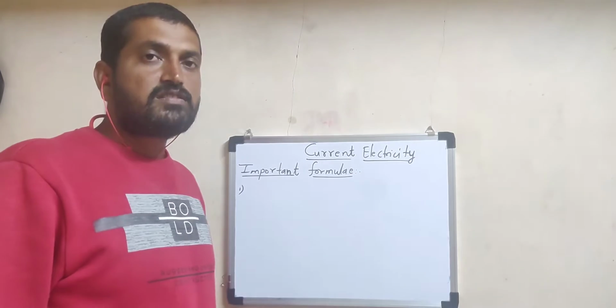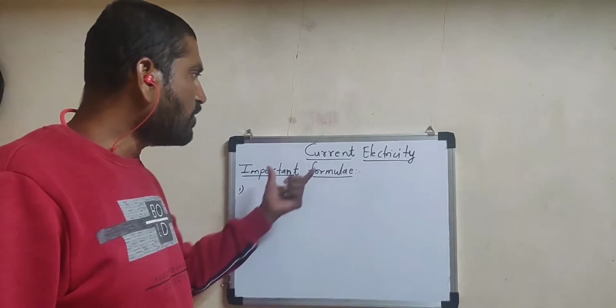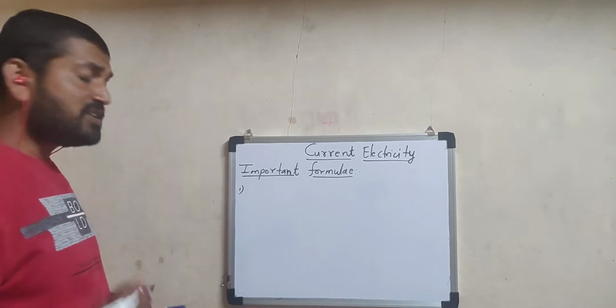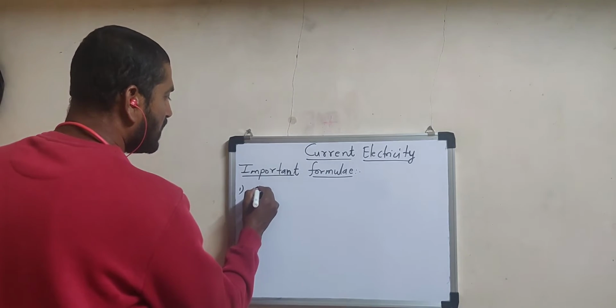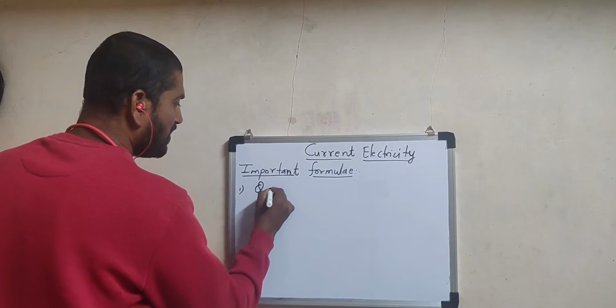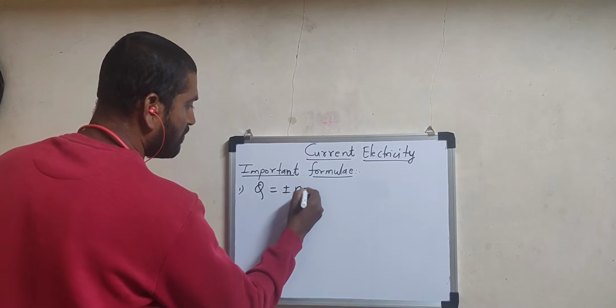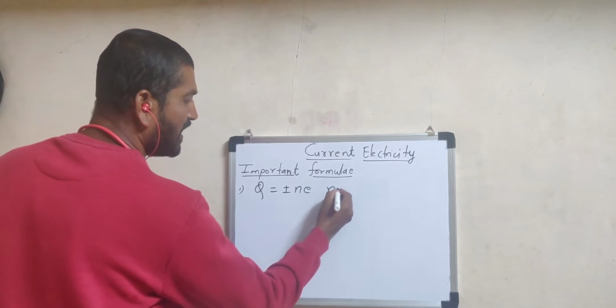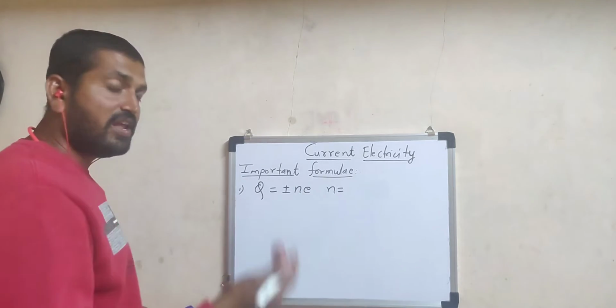Let us consider some of the important formulae from the topic current electricity. First of all, from 11th standard, we consider an important formula. Electric charge acquired by a body is always equal to plus or minus Ne. Now in this equation, N is the number of electrons lost or gained by a body.